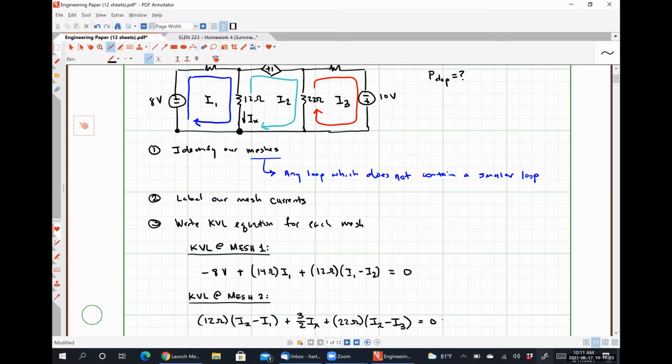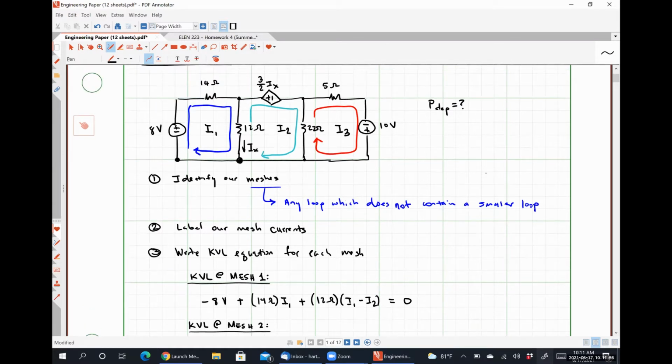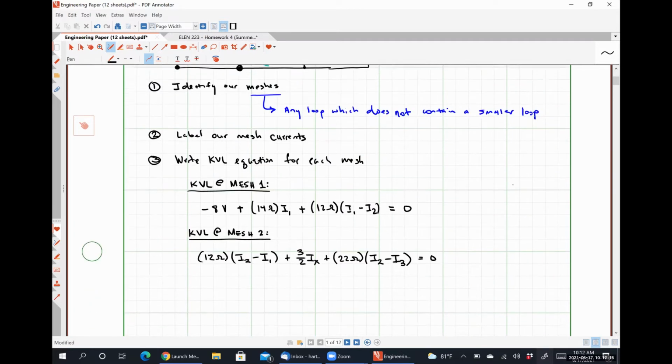How did you get the 3/2 Ix? So that's a voltage source, right? Oh, yeah, it's given. A dependent voltage source whose voltage is given to be 3/2 Ix. So that's where that came from. Any other questions? All right, then let's move along to mesh 3.